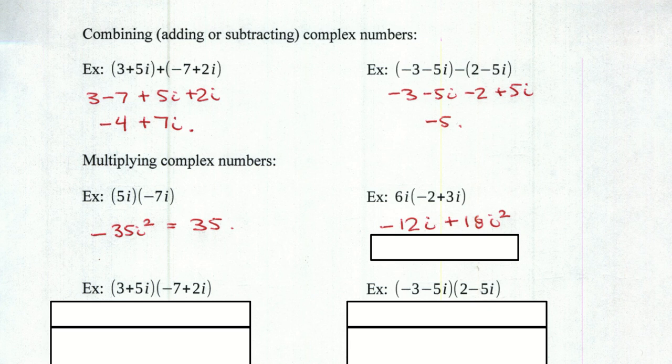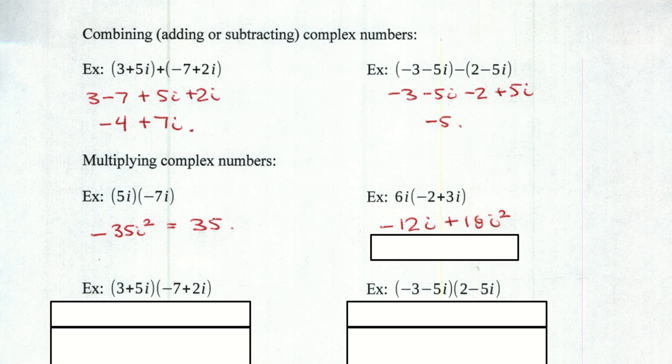And when we do that, a positive times a negative is a negative. 6 times 2 is 12, and of course there's that i. Similarly, when we multiply the 6i into the second term, a positive times a positive is a positive. 6 times 3 is 18. i times i is i squared.